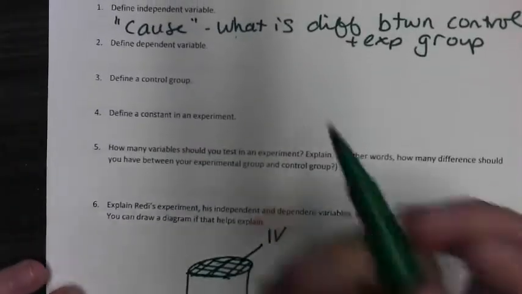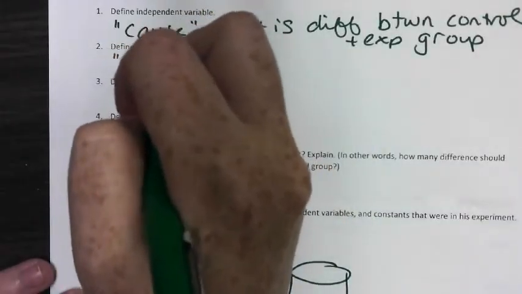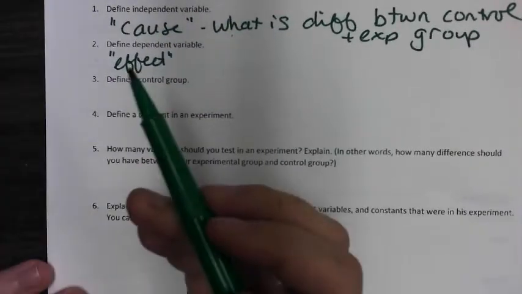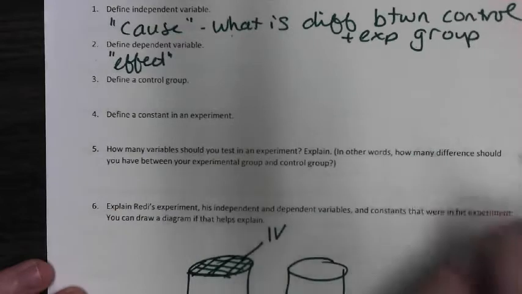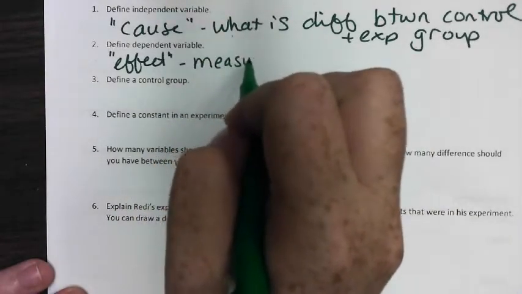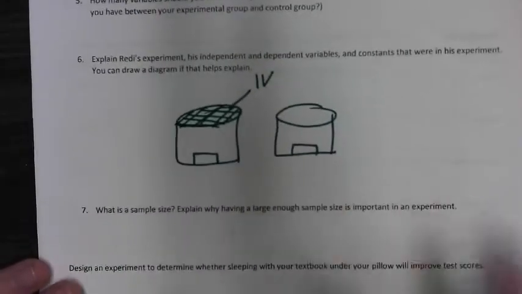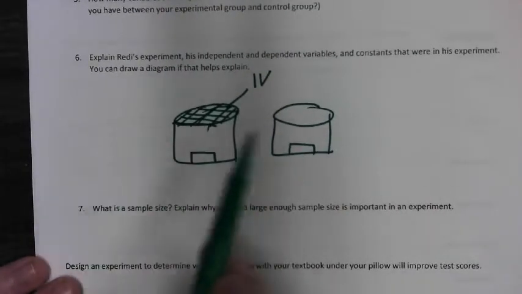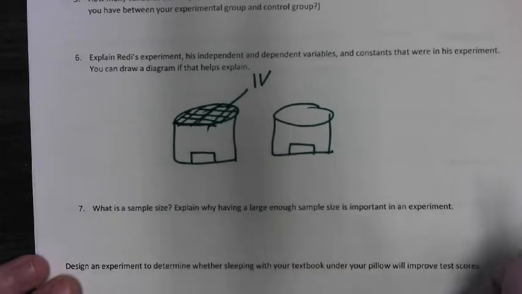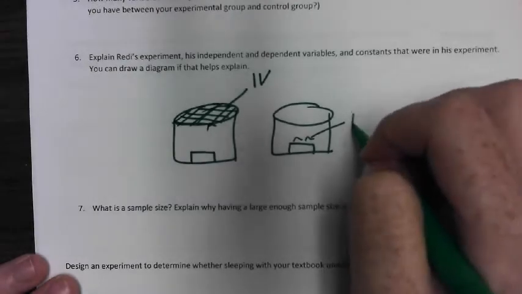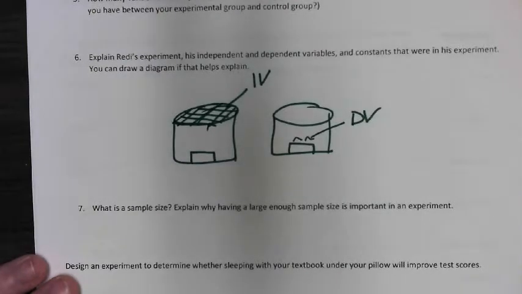Next is dependent variable. That would be the effect. Remember, the dependent variable depends on the independent variable. Okay? And I like to remember this by what we are going to measure at the end. So what was Reddy looking for? What did he think this would contribute or cause to happen differently in the experiment? And that would be the maggots. Okay? So those maggots are the dependent variable.